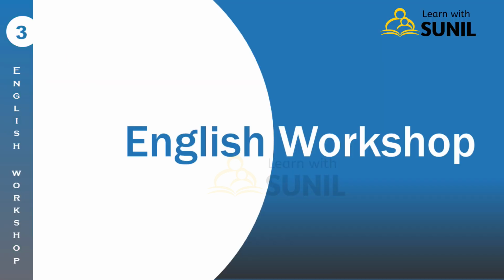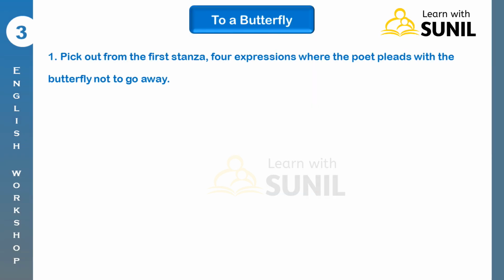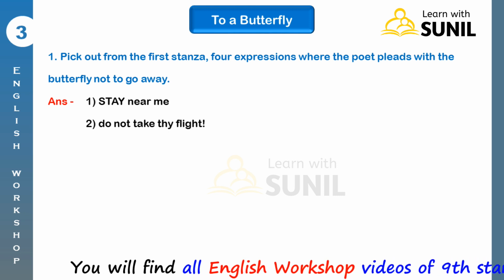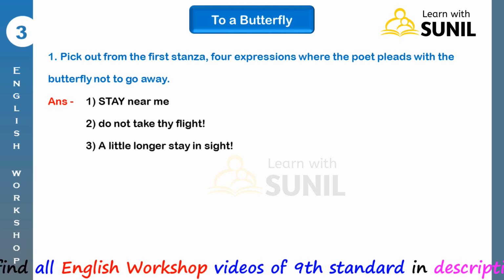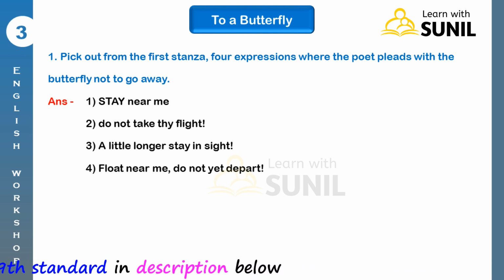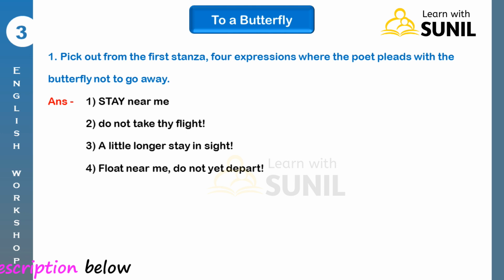English workshop. First question. Pick out from the first stanza 4 expressions where the poet pleads with the butterfly not to go away. Answer. First, stay near me. Second, do not take thy flight. Third, a little longer stay in sight. Fourth, float near me, do not yet depart.